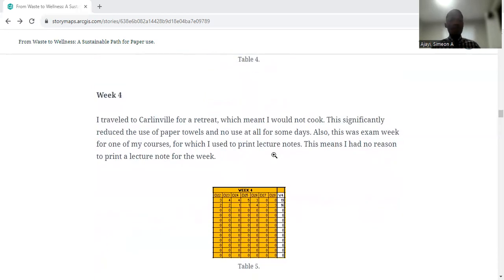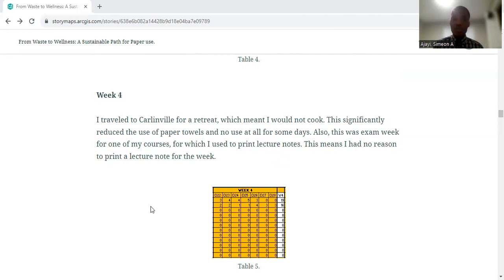All right, so week 4, I traveled to Carlinville for a retreat, which meant I would not cook. Most of this week, I was at a retreat in Carlinville, and this significantly reduced my use of paper towels, with no use at all for some days, like day 27 and day 28. It was limited because I was away from home.